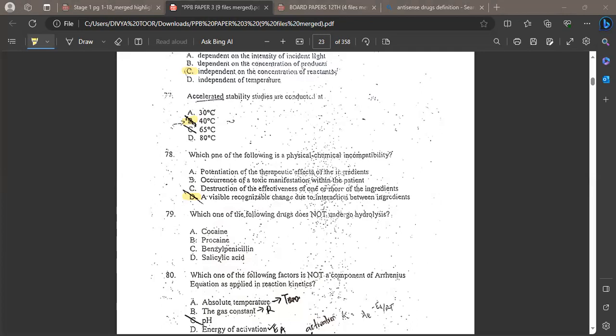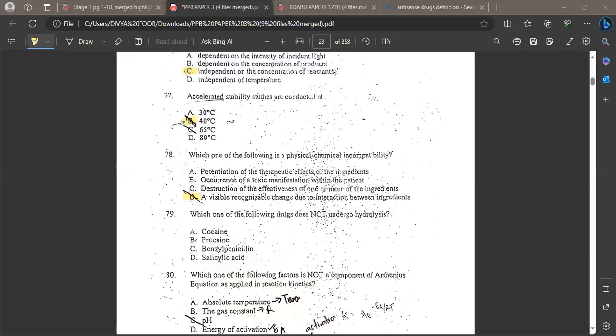I think it's benzyl penicillin. I'm not sure. What makes you say that? Because I know procaine and salicylic acid, they're both hydrolysis by water. This one, I think it's hydrolysis.